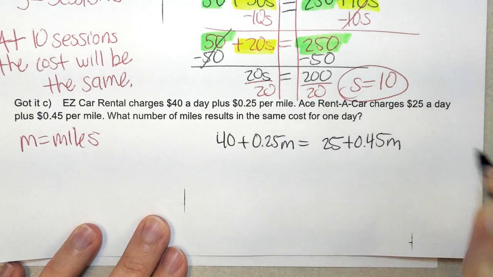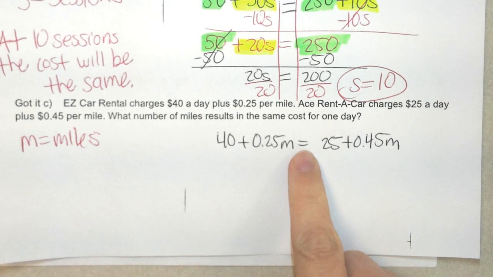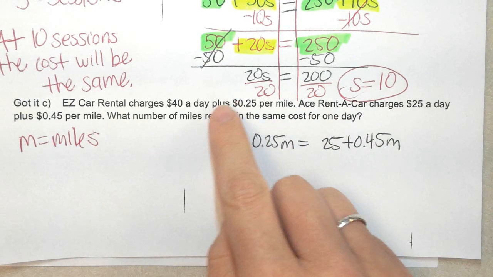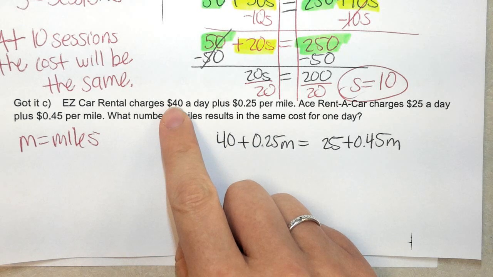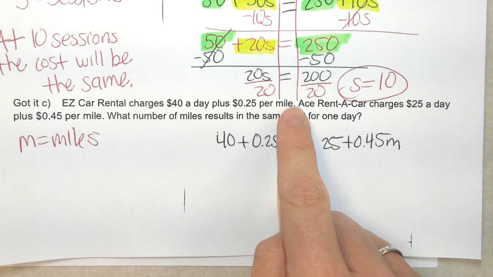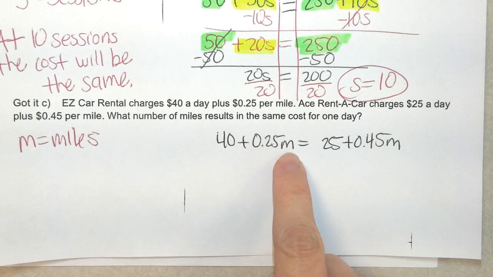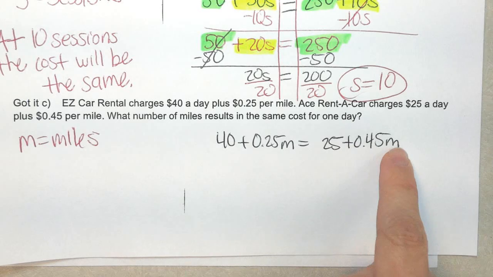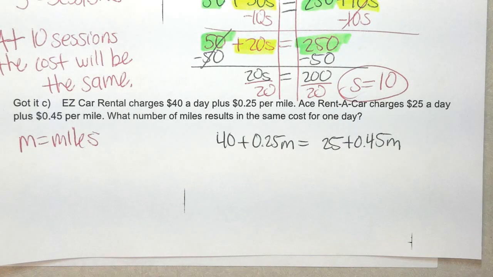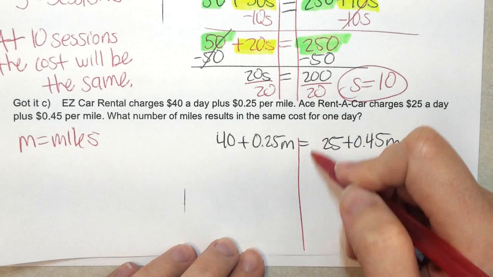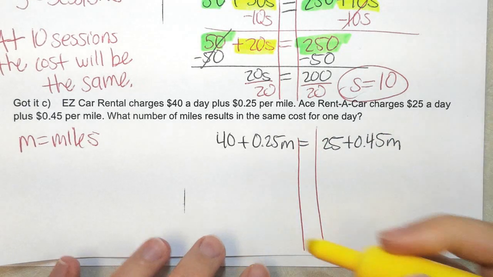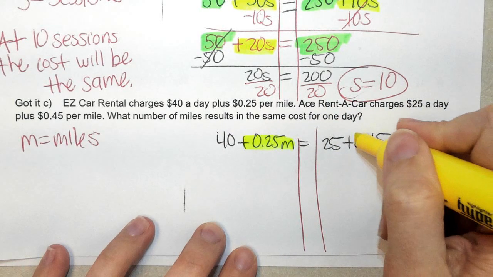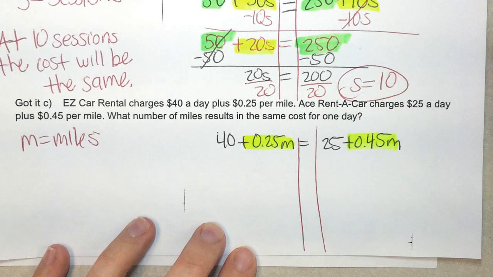Perfect. Nice job. Okay, so we want them to be equal to each other because we want the cost to be the same. All right, so on the first one, it was $40 a day plus 25 cents per mile. 40 plus my 25 cents per mile. The other one was $25 a day plus the 45 cents per mile. So perfect, that looks great. From there, I'm going to highlight and railroad tracks, and we will solve this one together.